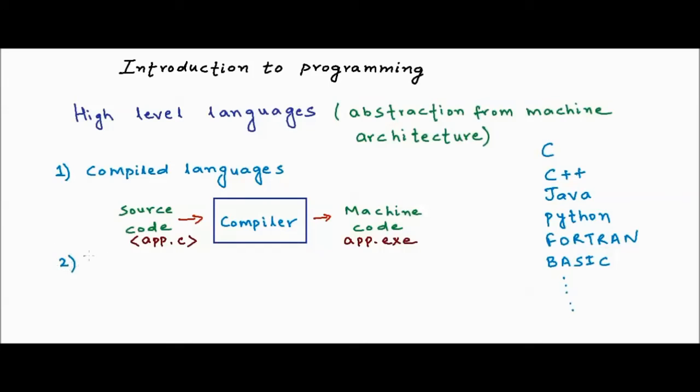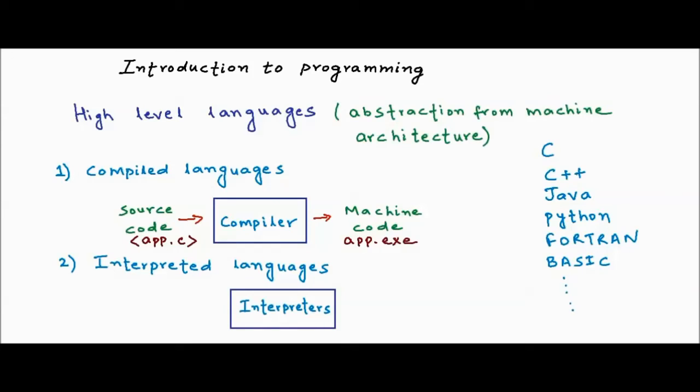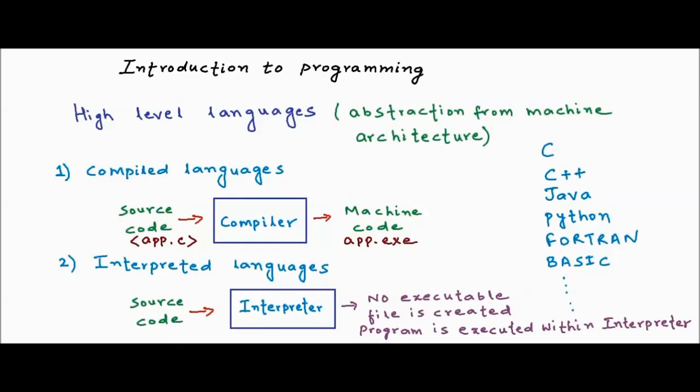There is another execution model for high-level languages. Some languages are called interpreted languages. For interpreted languages, we need to use programs that we call interpreters. Unlike compilers, interpreters do not generate executable code that can be executed separately. An interpreter takes source code in a high-level language, analyzes it, and runs it within itself. No executable file is created; the program is executed within the interpreter.